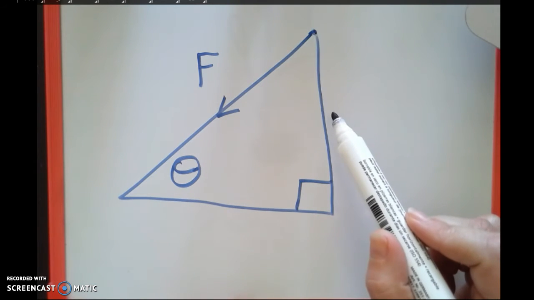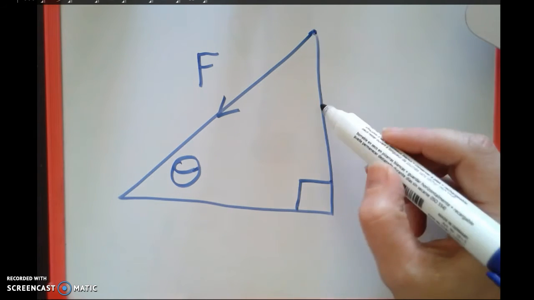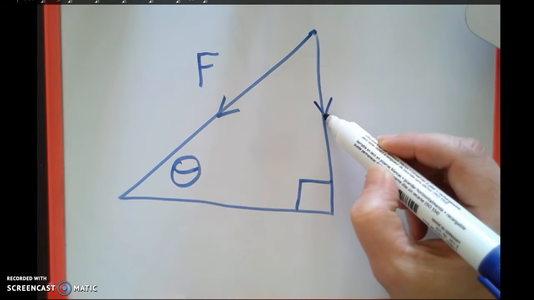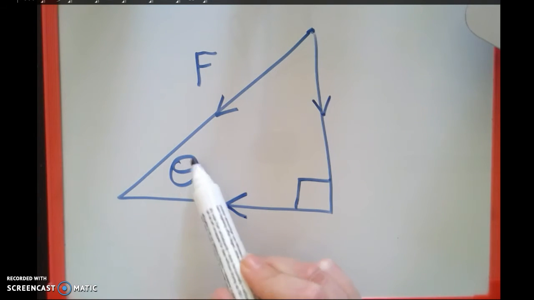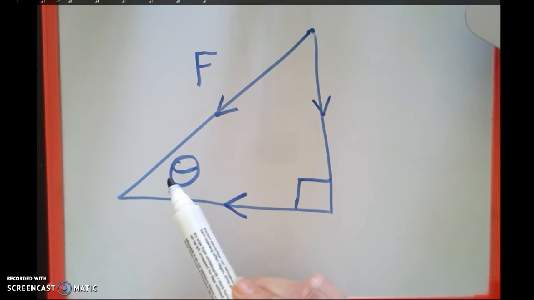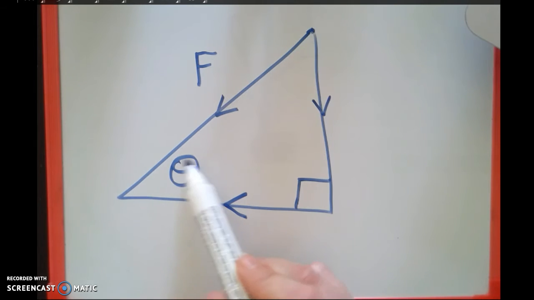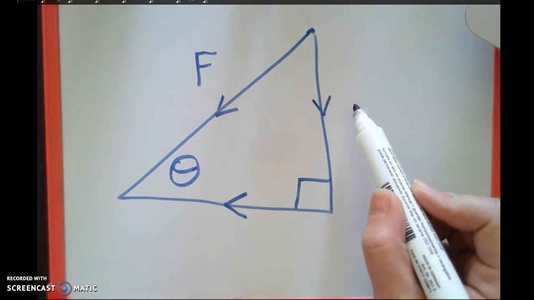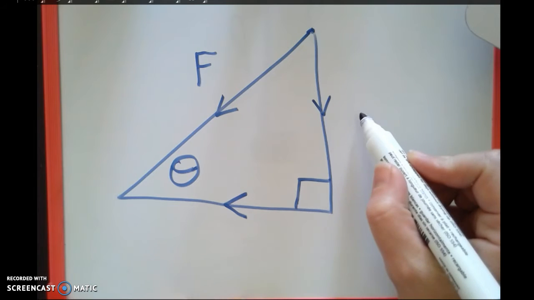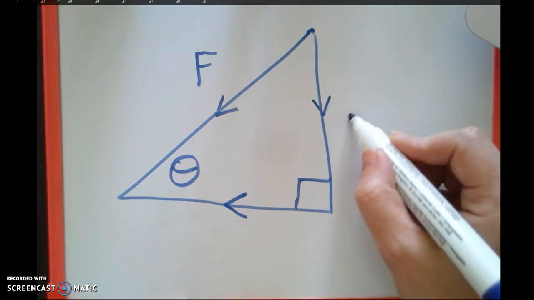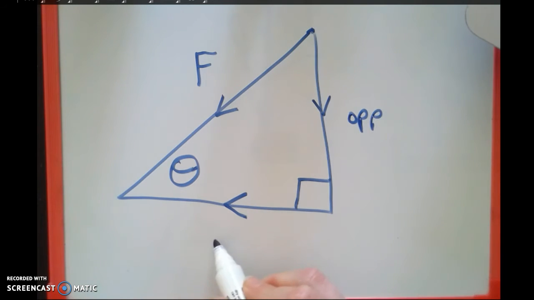So we can figure out the components of the force that would be acting in this direction and also in this direction, because we know the trigonometric relationships of an angle in a right-angle triangle. So over here, this is the opposite side. Let's just call this op. And this is the adjacent side. And now let's look at some of our relationships.